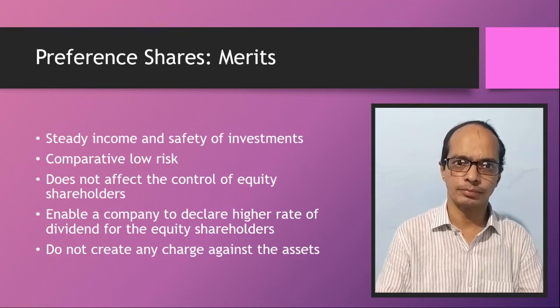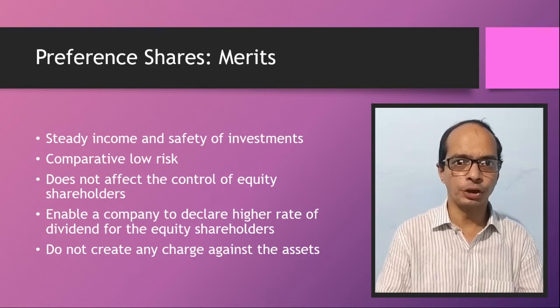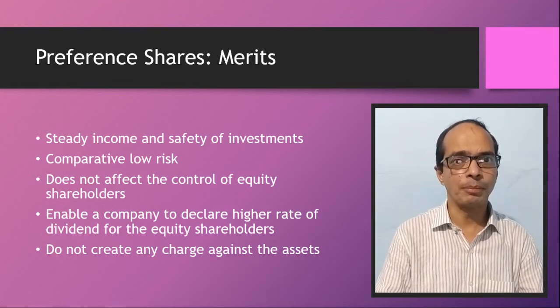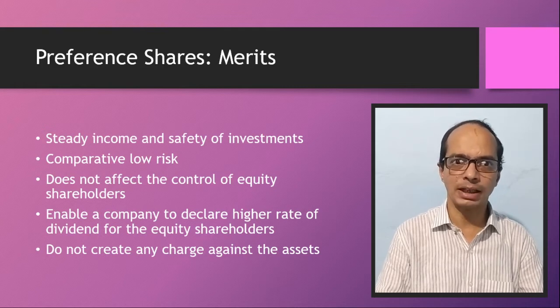Further, control of the equity shareholders over the management of the company is also not affected, because preference shareholders don't have voting rights. Equity shareholders continue to manage the company through voting rights provided to them. And if company is earning very good profit, then after payment of dividend to preference shareholders at fixed rate, remaining profit may be distributed to the equity shareholders. In this way, company may declare higher rate of dividend to the equity shareholders.